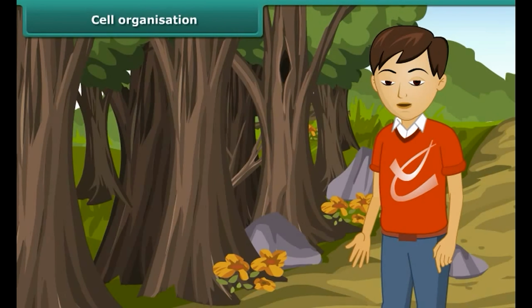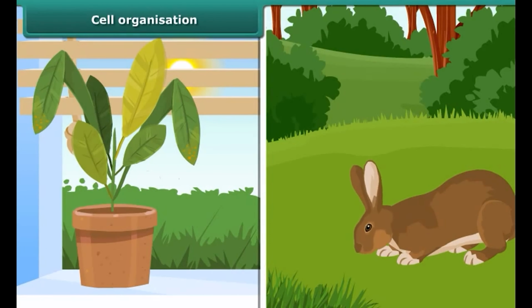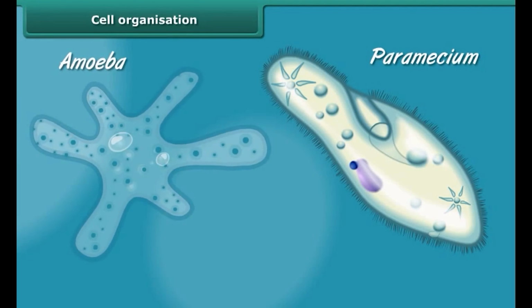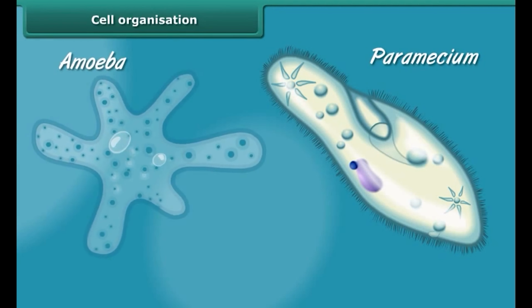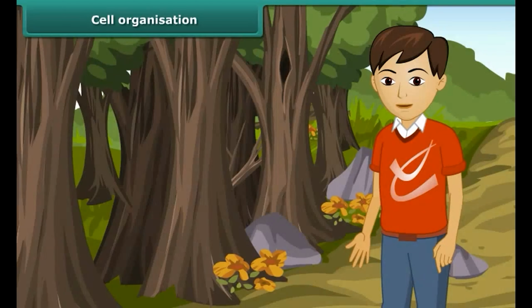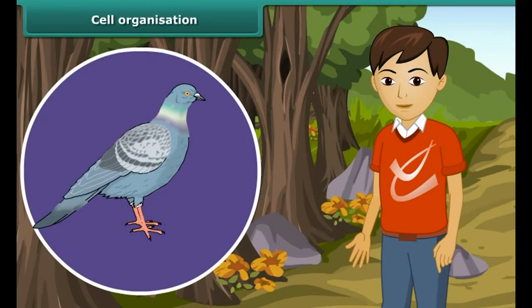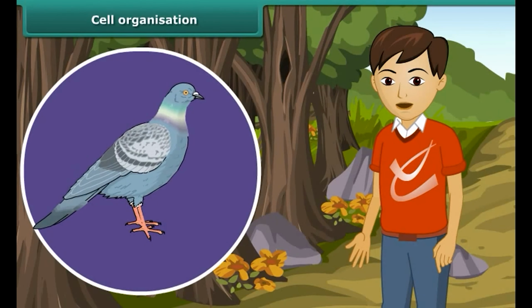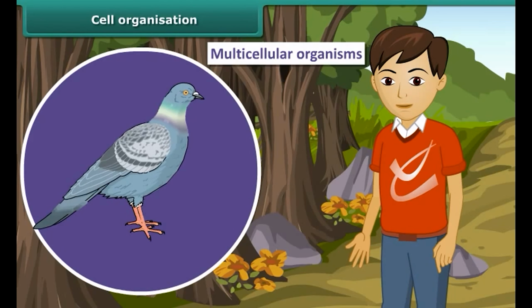All living organisms, plants or animals, are comprised of cells. They may be unicellular or multicellular, depending on the number of the cells in their body. Small-size organisms like amoeba, paramecium are made up of one cell. They are called unicellular organisms. Human beings, pigeons, mango tree are made up of many cells, so they are called multicellular organisms.